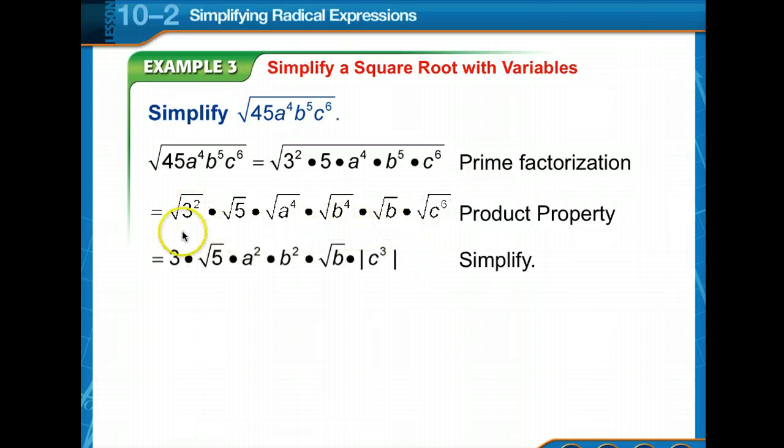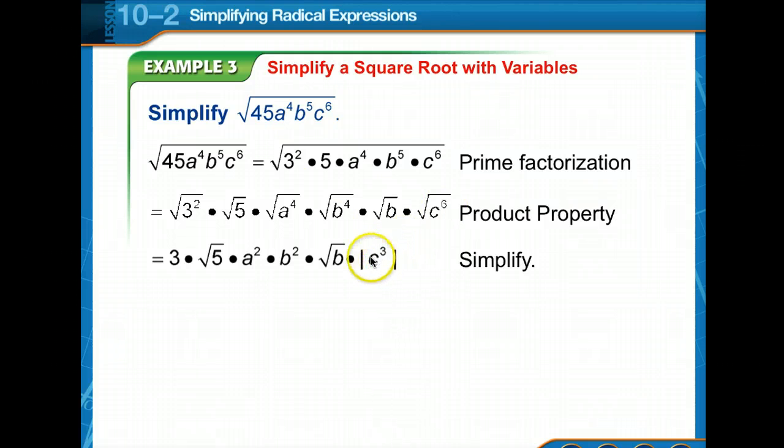So square root of 3 squared is 3. We're going to have radical 5 left over. Square root of a to the 4th is a squared. Square root of b to the 4th is b squared. We've got 1 b left over. Now notice we've got absolute value signs around c to the 3rd, because 3 times 2 will give us that 6.